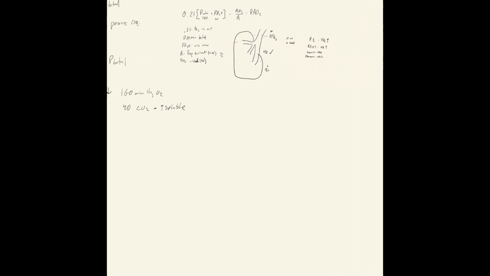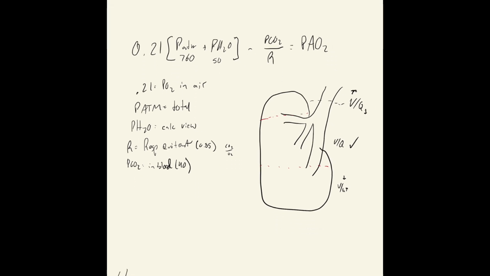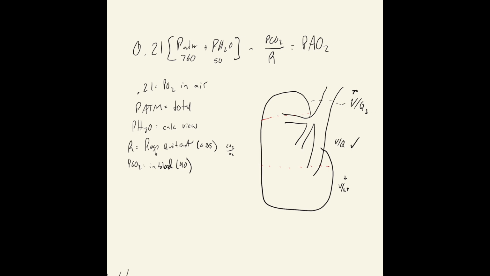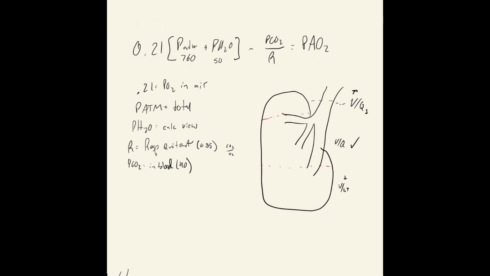Next, we're going to talk about the alveolar gas equation, which I've set up here. And then we're going to talk about all of its parts and why we use each of those. So this is that gas equation. It's set up as 0.21 times the atmospheric pressure minus the pressure of water vapor, minus the pressure of CO2 divided by R.